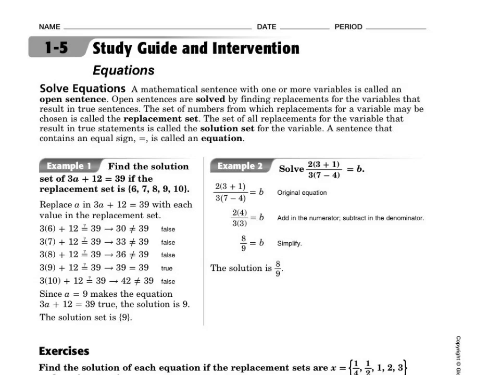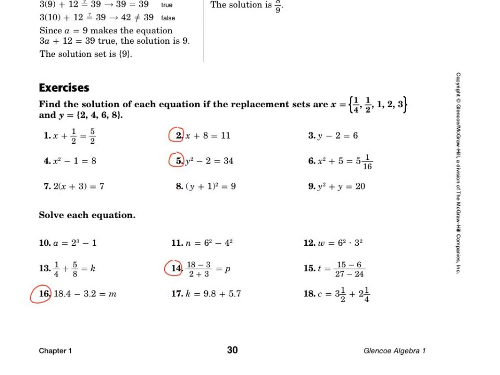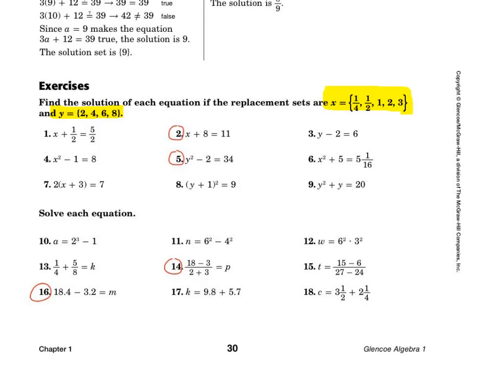Okay? All right, so I have some practice problems that I want you to do. Notice for this, I want you to do 2, 5, 14, and 16. For 2 and 5, you have a replacement set that's given, so you have to test each value to see which one makes the equation true. For x, I have those highlighted, and for y, you have those that I've highlighted. And then for solve each equation, you're going to do 14 and 16.